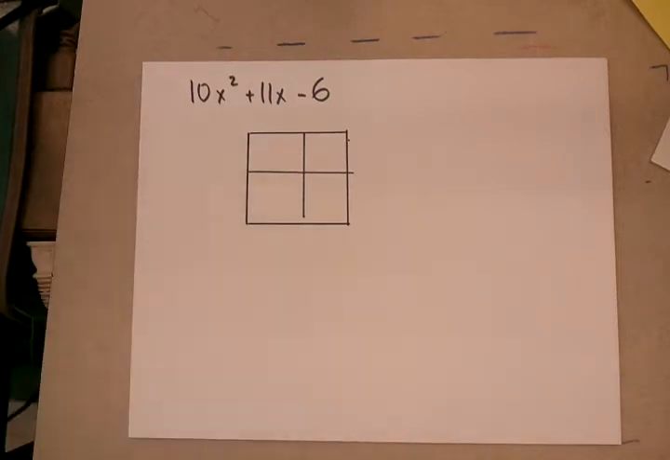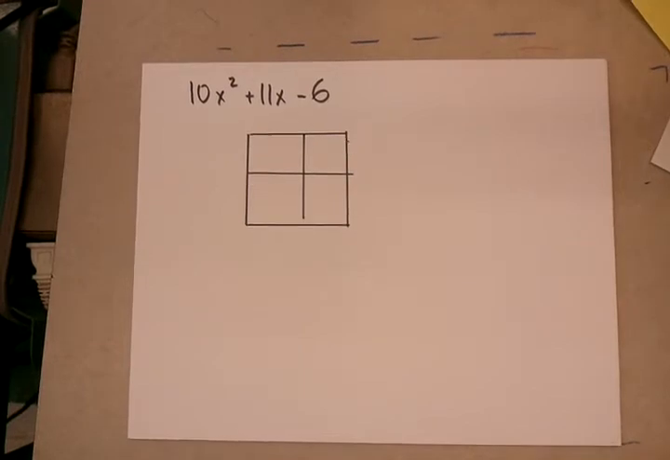So let's take a look at this particular trinomial, 10x squared plus 11x minus 6. These are the typical 9.7 trinomials. There is something in front of the x squared, and that's something you can't really factor out, because that 10, you don't have that in common with the 11 here or the negative 6. So no GCF factorization here.